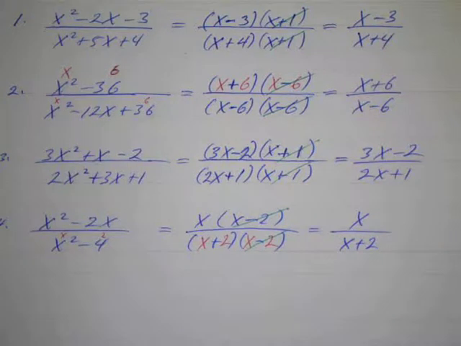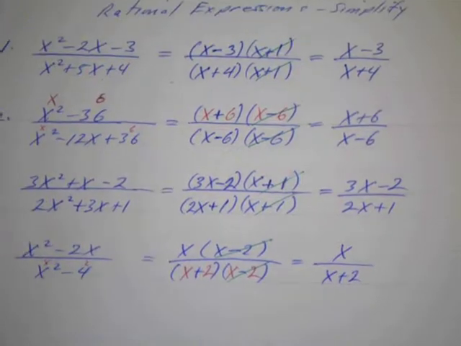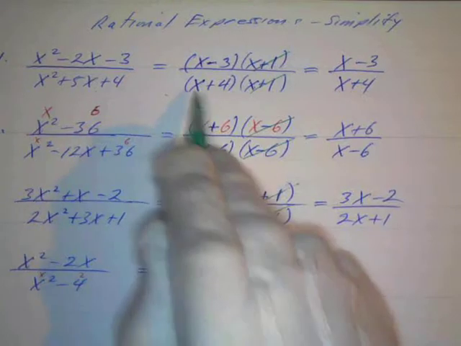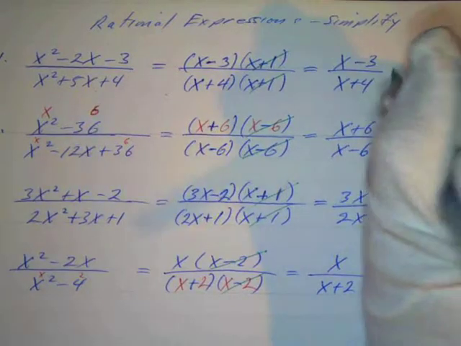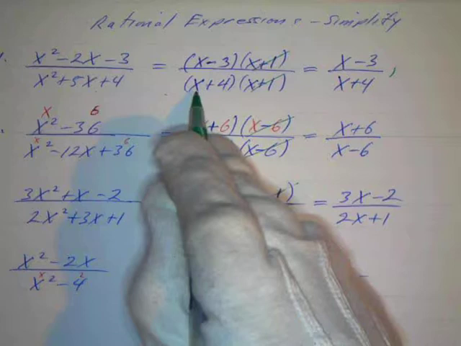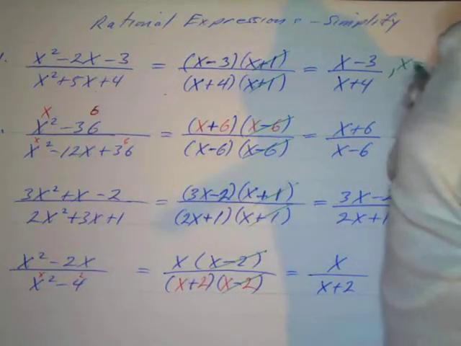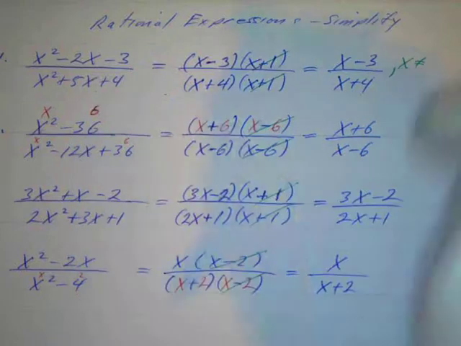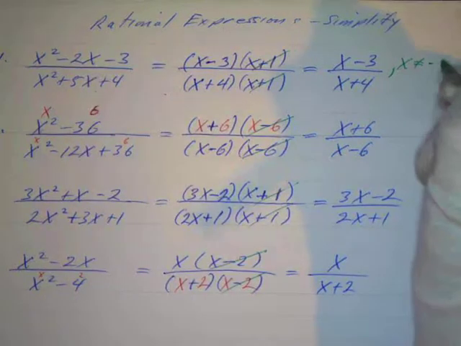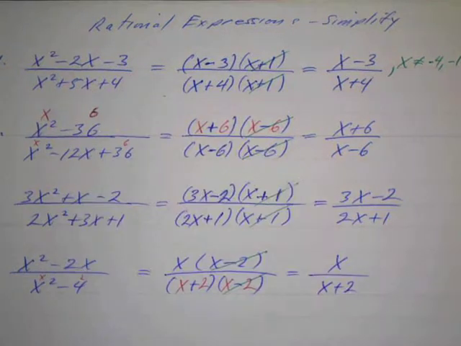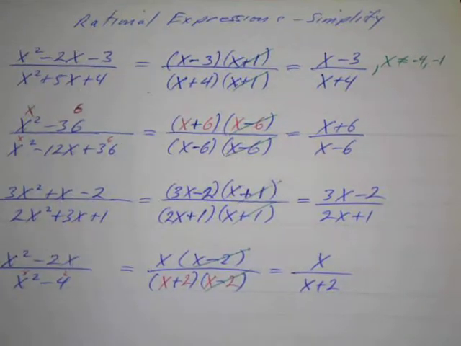Now on all these we could actually write the restrictions of the domain, so you should be aware of that. So I'll go back and catch all these up right now. Any value of x that makes the denominator 0 is not allowed. We can't have 0 in the denominator. So if x is negative 4, negative 4 plus 4 is 0. So x cannot equal negative 4 or negative 1, because negative 1 plus 1 is also 0. So we can't have that. So those are what we call restrictions on the domain.